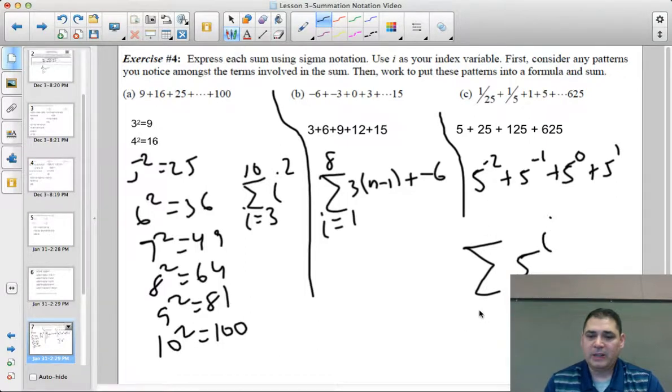So if we start at -2, we'll use I. Now what do we go? So what's 5 to the what gives you 625? 5 to the 4th. So that's going to be our upper limit.